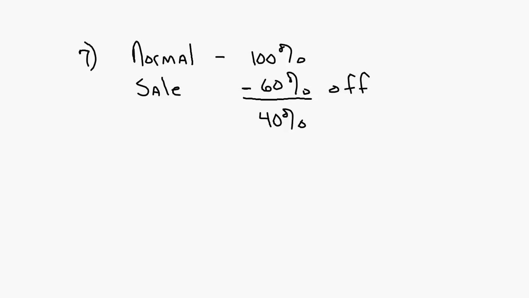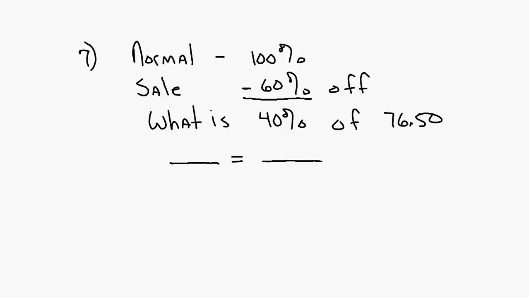So the question that you need to answer in this problem is, what is 40% of the normal price, which is 76.50? So set up a proportion. The is what you're trying to find. The of is 76.5. The percent is 40, and that always goes over 100.